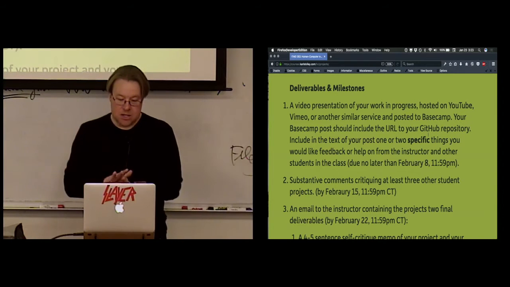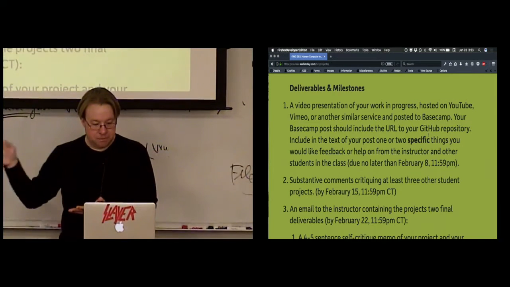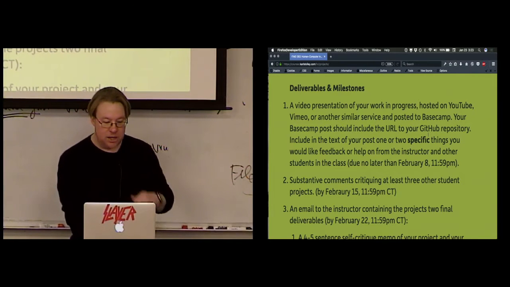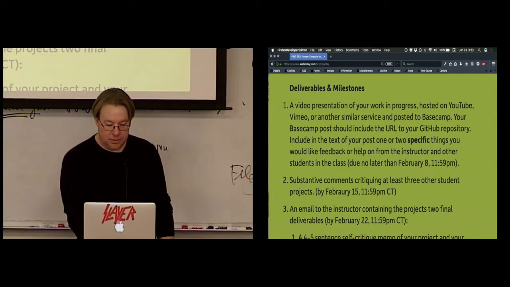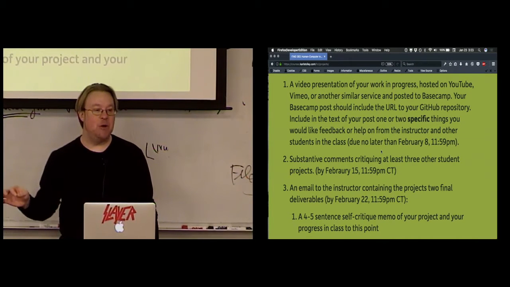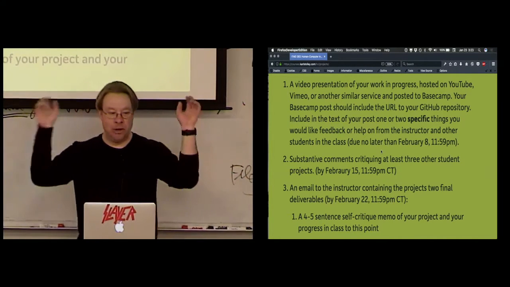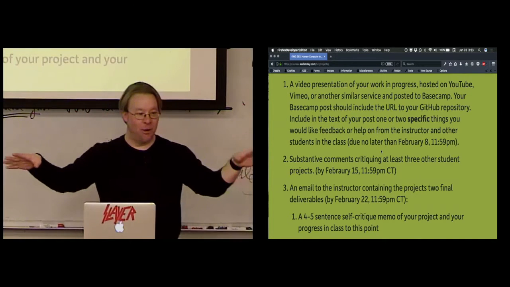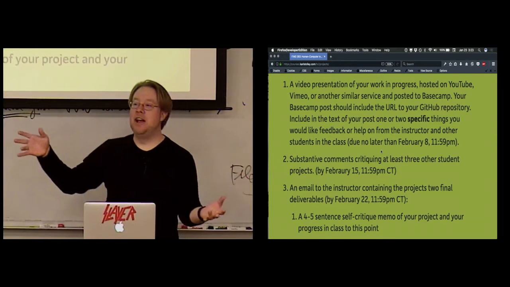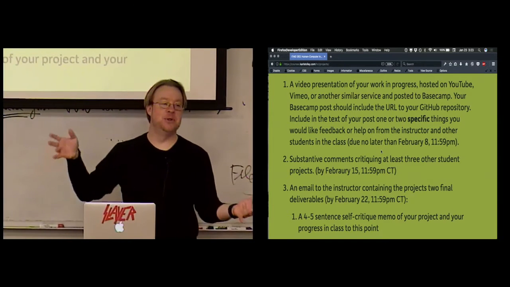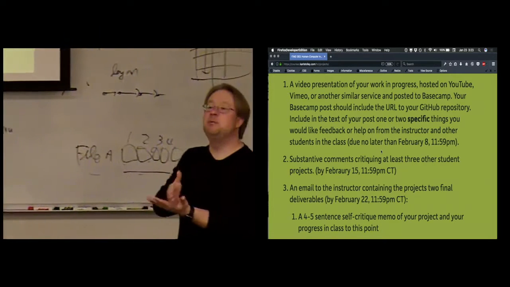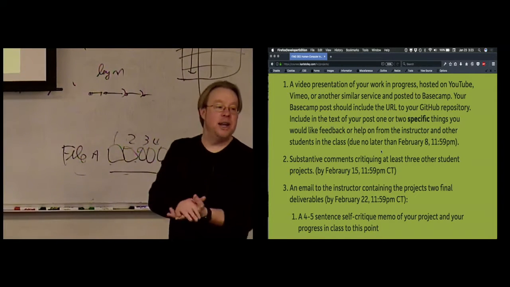All right? So you'll do that. You'll post it to Basecamp. Your Basecamp post should include your URL to your GitHub repository. It should also include, in the text of your post, 1 or 2 specific things that you would like feedback or help on. So don't just post, here's my video, here's my repository, duh, right? Some kind of like, hey, I think my typography is my weak spot, or do these colors look like hell on your Android device, or whatever. Like some specific things that you can guide people's feedback on.